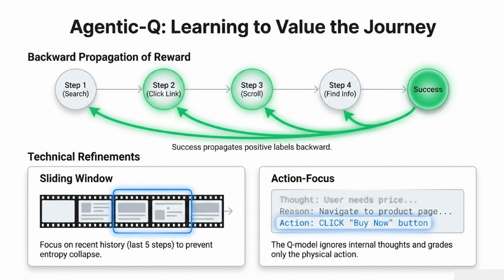Let's look closer at Agentic-Q. We use backward propagation of reward. If the final step is a success, we propagate that positive label back through the previous steps, from finding info, to scrolling, to clicking. We also use technical refinements. We apply a sliding window to focus on recent history, preventing entropy collapse. And crucially, we use action focus. The Q model ignores the agent's internal thoughts and grades only the physical action, like clicking a Buy Now button.